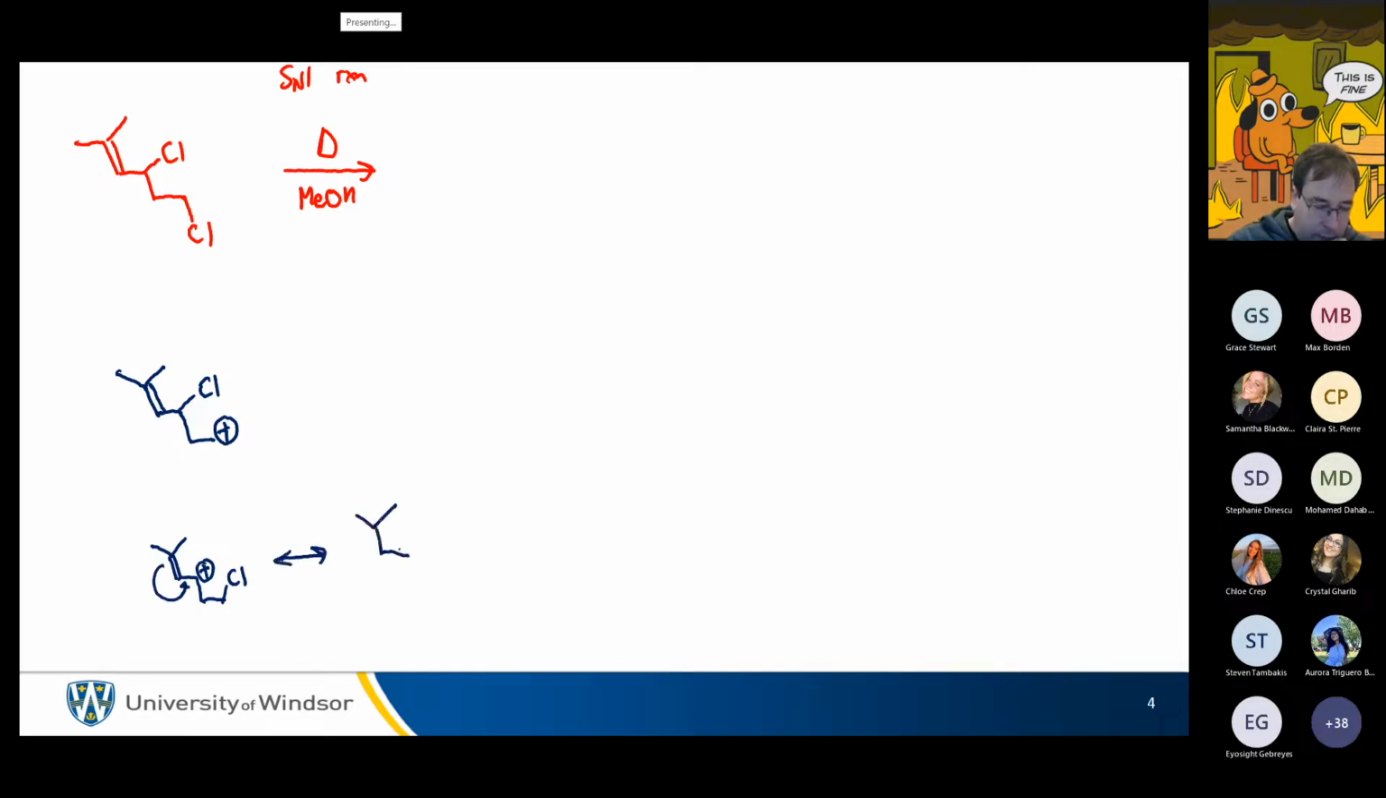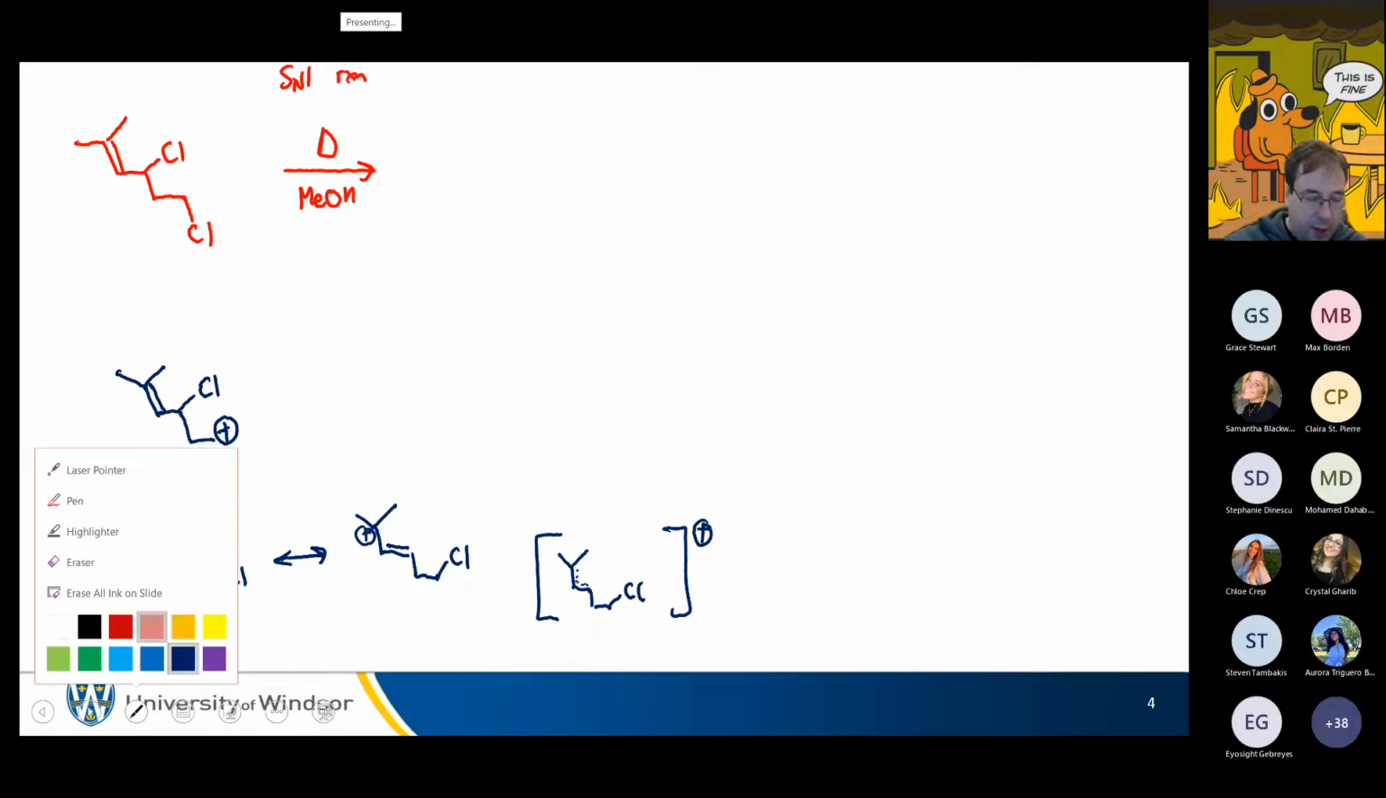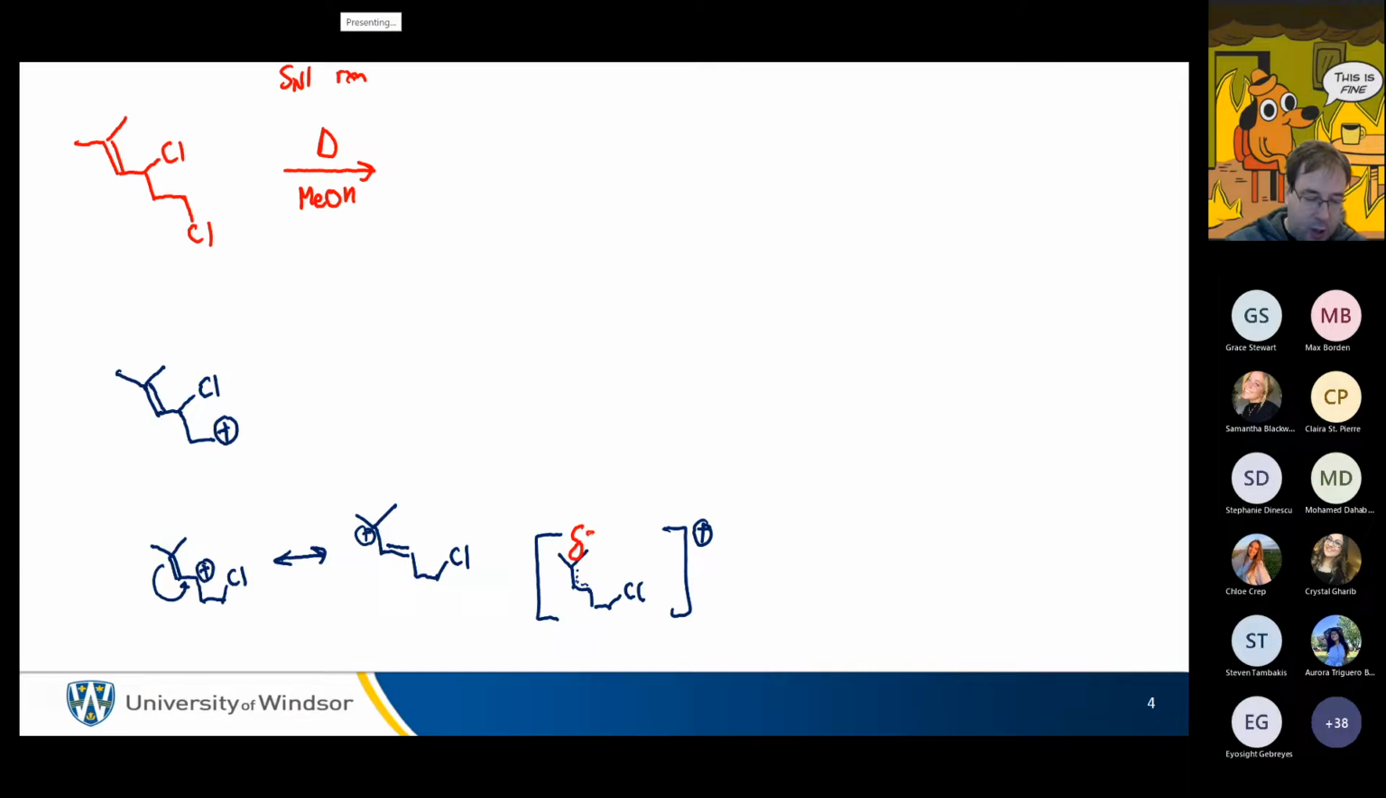Okay, and if I draw the resonance hybrid, where is that positive charge more likely to be located? Where's more of that positive charge? So on the tertiary center or the secondary center? Perfect, tertiary. Right, so we'll have a big positive charge on tertiary and a much smaller positive charge on the secondary. So we have the positive charge localized more on one site than the other site.